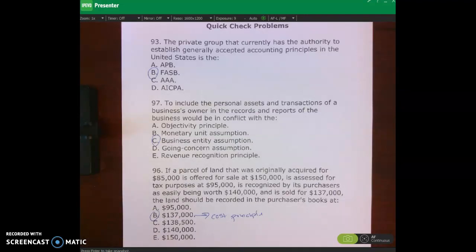The next one, number 97, to include the personal assets and transactions of a business owner in the records and reports of the business would be in conflict with C, the business entity assumption, which says we need to keep those separate.